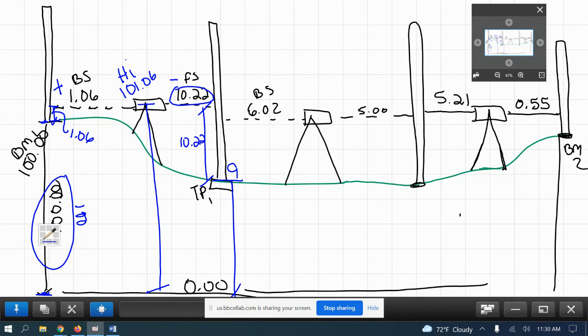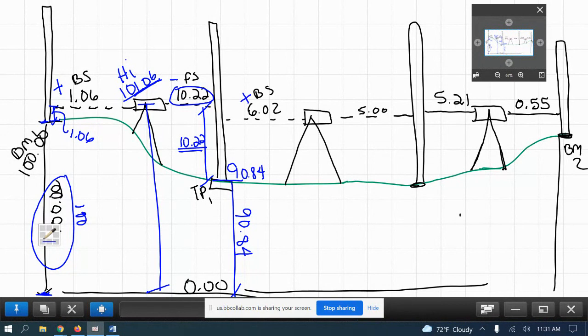It'll give us our elevation of turn point 1. And I get 90.84. So I'm just subtracting 101.06 minus 10.22. So that means it's 90.84 feet above mean sea level. Now we go set the instrument up again, so we kind of leapfrog.